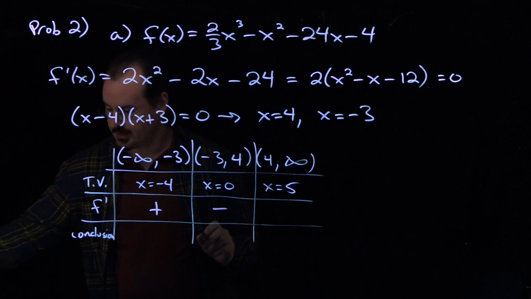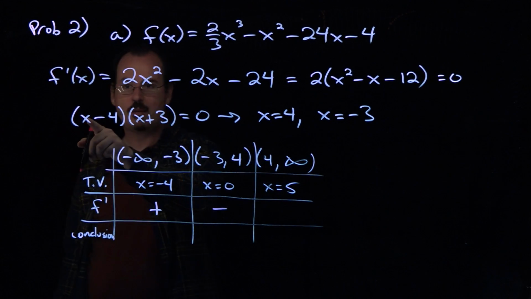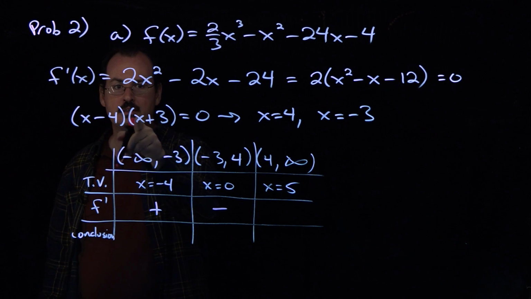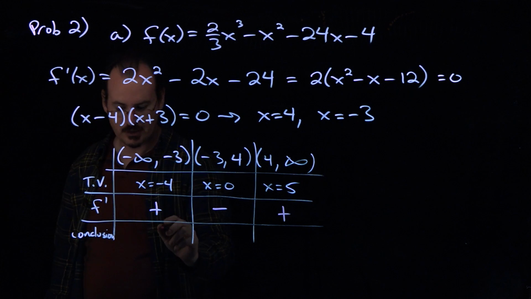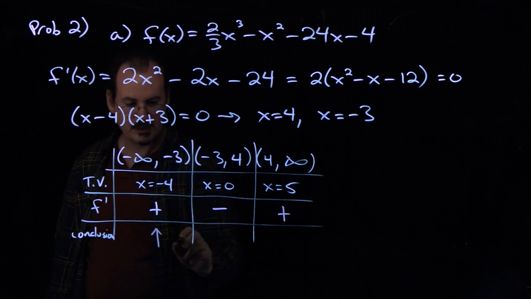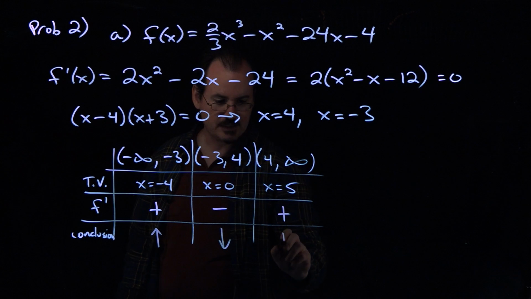So negative here, and then if I plug in 5, notice what happens. 5 minus 4 is 1. 5 plus 3 is 8. Both of those are positive, so we're back to positive again. Okay, so our conclusion is that the function is increasing here, and then it's decreasing, and then it's increasing.